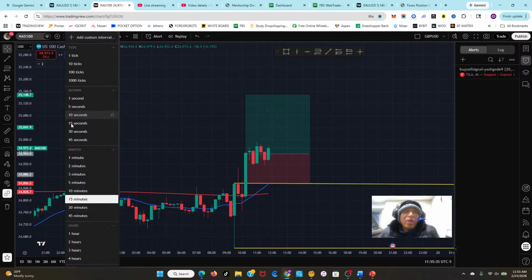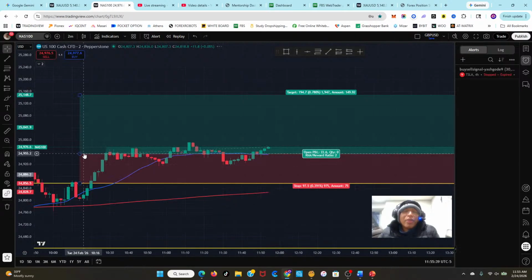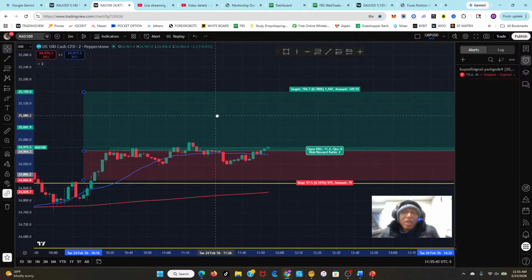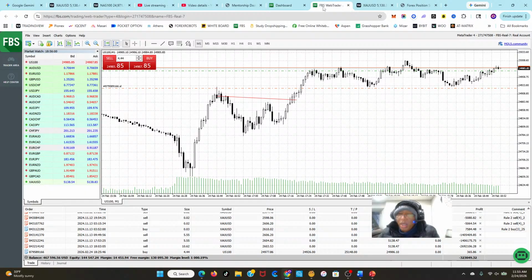If we go to a lower time frame, like 2 minutes, what is going on with Nasdaq? Alright, there, we took a trade. Not really. Doesn't look very good. So I thought we'd be at a position where we can, let's see.